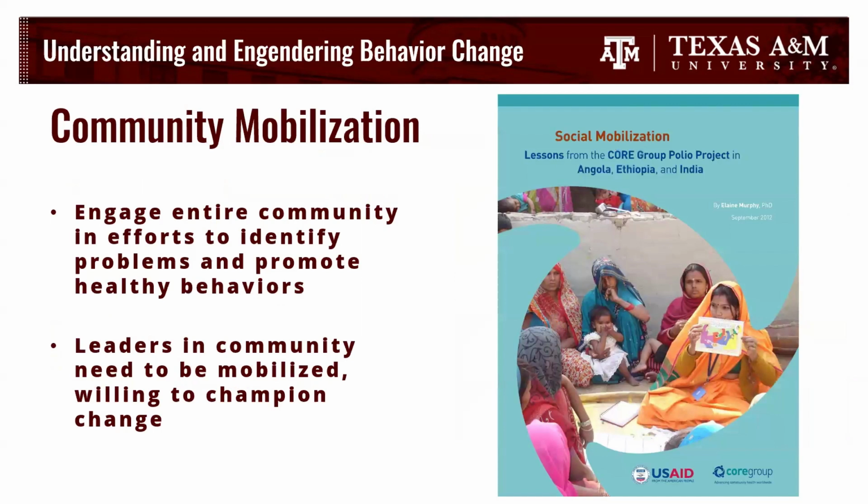The first is community mobilization. This is basically engaging the entire community in efforts to identify problems and promote healthy behaviors. And the book has a good example of this at the beginning of the chapter, talking about the women in the community working together to prevent low birth weights in their babies.